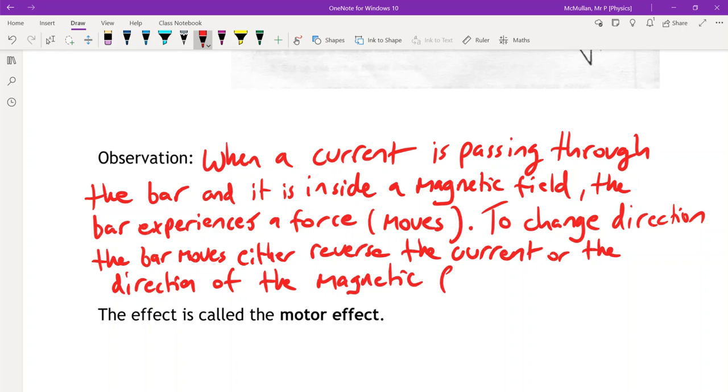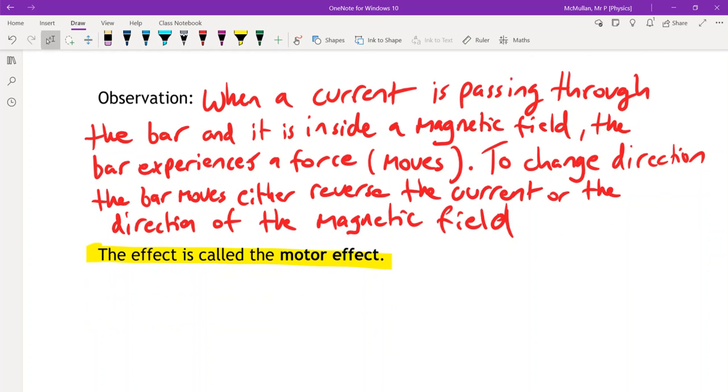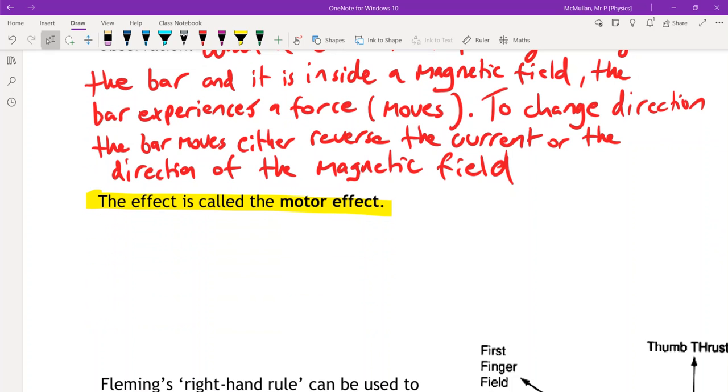Now this is called the motor effect. Does anybody know what motor this happens in? And you'll all have probably been in a situation where this has happened. Okay, when you turn the key in your car, that turns this engine called the starter motor. You may have heard that phrase. The starter motor is a small motor which is used to turn on the big engine.